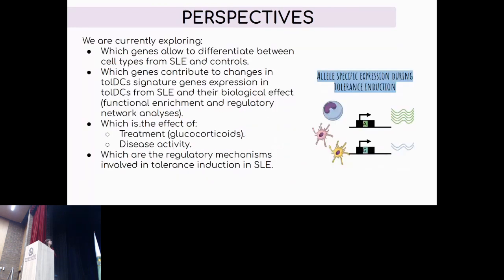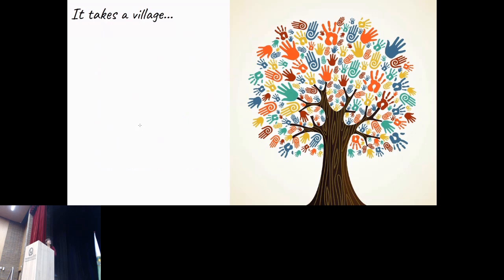So we are currently exploring which genes allow us to differentiate between cell types from lupus and control, which genes contribute to changes in this Toll disease signature expression, and what their biological effect is. And we are also exploring the effect of subclinical features, such as the treatment and the disease activity. We're also exploring which regulatory mechanisms are involved in tolerance induction in lupus. Specifically, we're working on an allele-specific expression analysis during this tolerance induction.